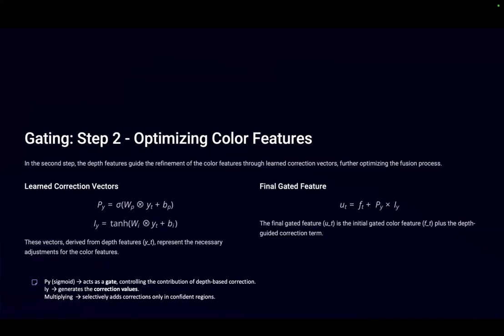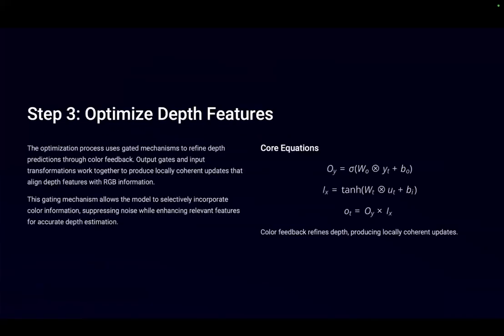So we have optimized our color feature, which is step two. The third is optimizing the depth feature. Here there is an interesting part: what we are doing is bidirectional. First we corrected our color feature. Now we'll correct our depth feature, because the depth feature also has a lot of sparse values, so there are missing holes. So we take this part.